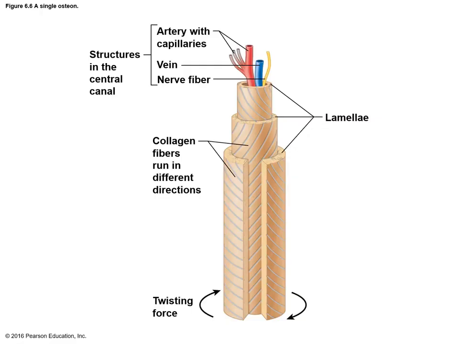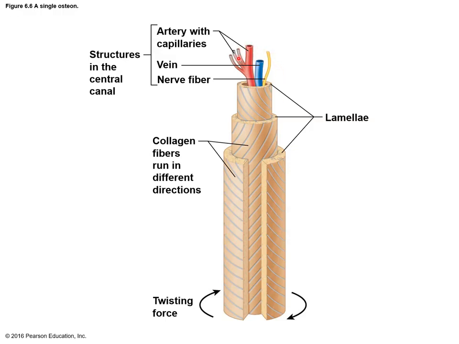With the lamellae, these are the concentric circles that they look like when you're looking at a cross section. And notice here that the collagen fibers, as I mentioned a little bit ago, are going from one layer to another in different directions. So this makes it much, much stronger.